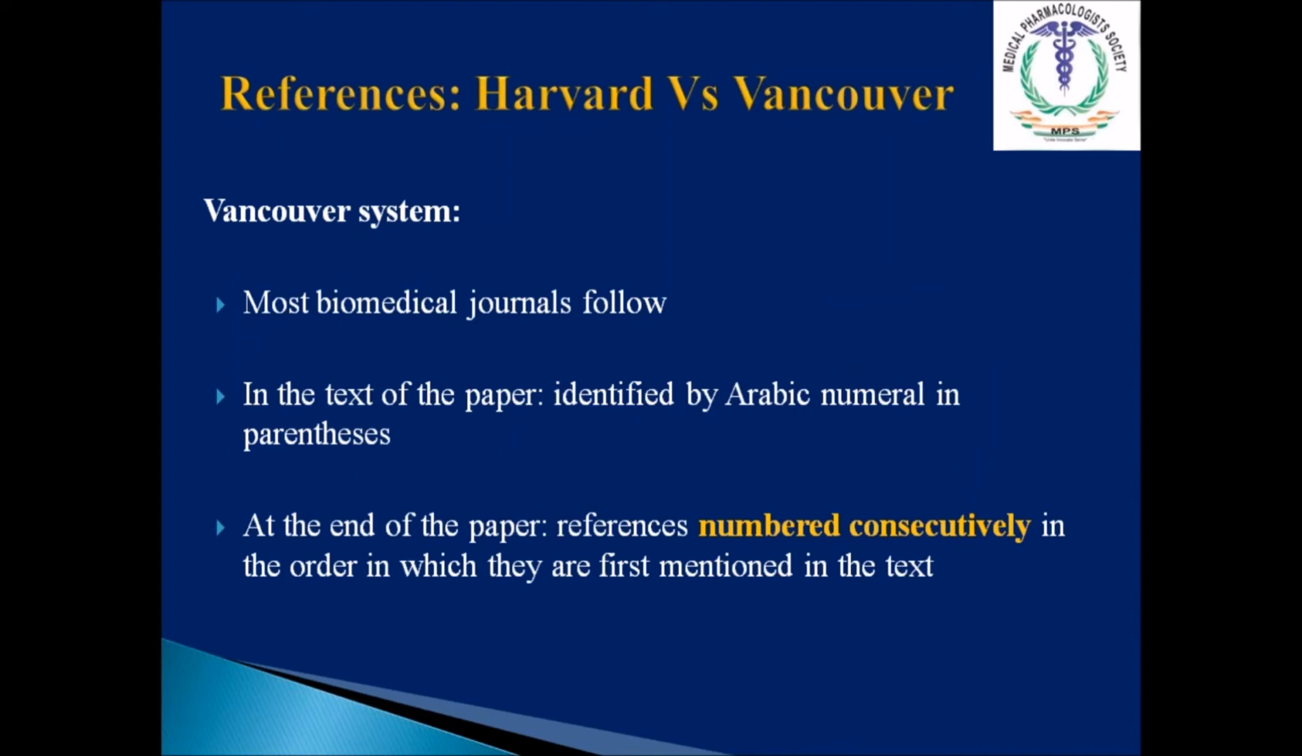Whereas Vancouver style of referencing, most of the medical journals follow Vancouver type of referencing. And contrary to what we have seen in the Harvard type of referencing, in the Vancouver method, we write the Arabic numbers in the parentheses. And at the end of the paper, in the reference section, we number the references consecutively in the order in which they have appeared in the text, either in the introduction or in the discussion section. So we number them consecutively from 1 to whatever number we refer to. So Harvard is alphabetical and Vancouver is numerical.